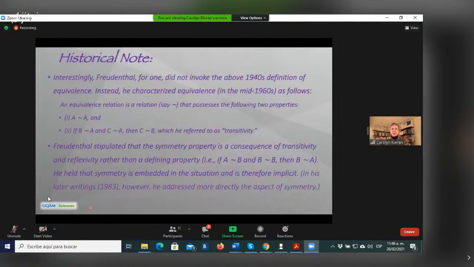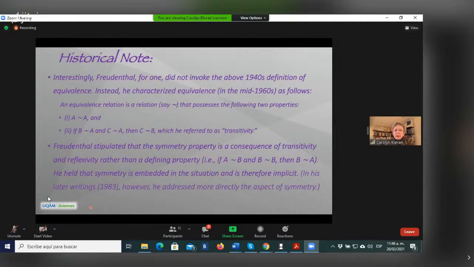Historically, it's interesting that Freudenthal, for one, did not invoke the above 1940s definition of equivalence. Instead, he characterized equivalence in the mid-1960s as follows. An equivalence relation is a relation that possesses the following two properties. A is equivalent to A, and if B is equivalent to A and C is equivalent to A, then C is equivalent to B, which he referred to as transitivity.